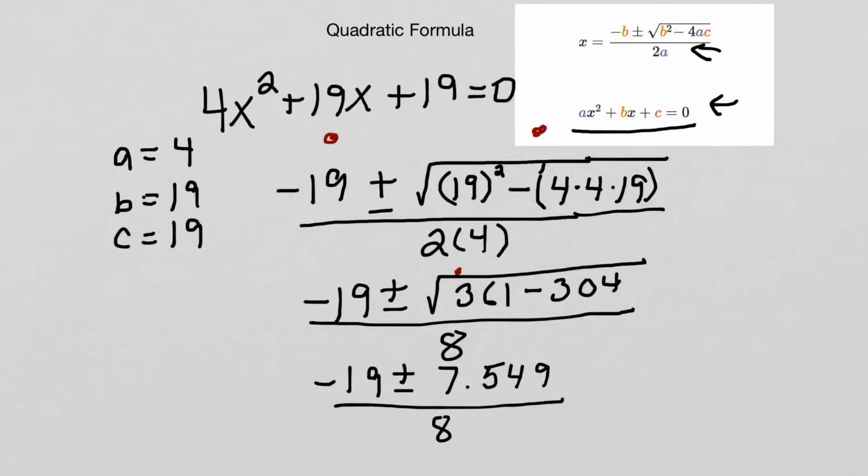All right, okay, let's do this. Here's what I'm going to do. I'm going to do negative 19. I'm going to forget about this minus sign. Okay, it's plus 7.549. All right, and then you divide by 8. So it's negative 19 plus 7.549 divided by 8 is going to give you minus 3.3. That's your first answer.